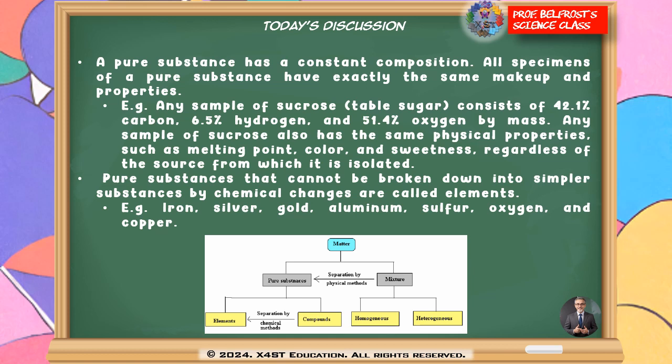Pure substances that cannot be broken down into simpler substances by chemical change are called elements. There are many elements. Some exist purely independent, some exist maybe in compound state and in others. For example, iron, sulfur, gold, aluminum, oxygen, copper.